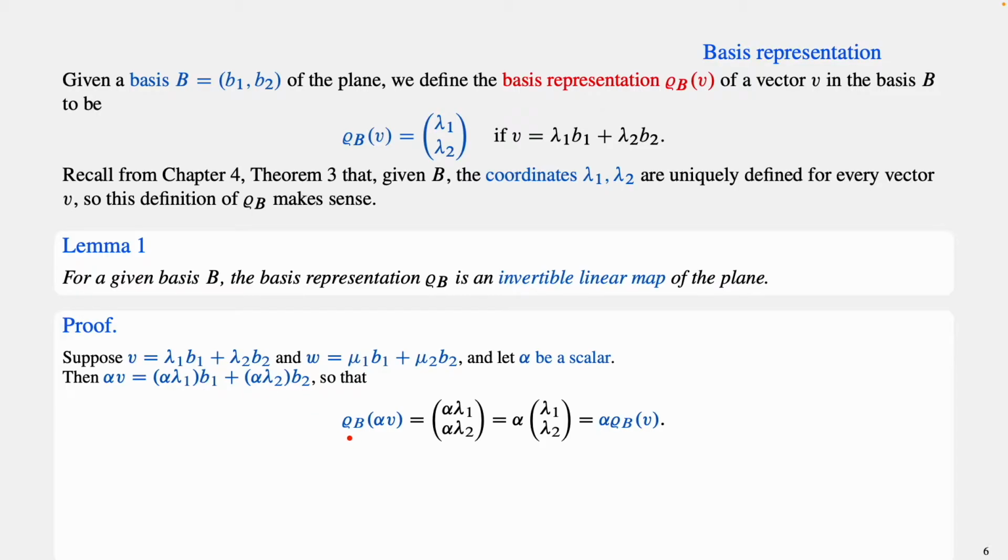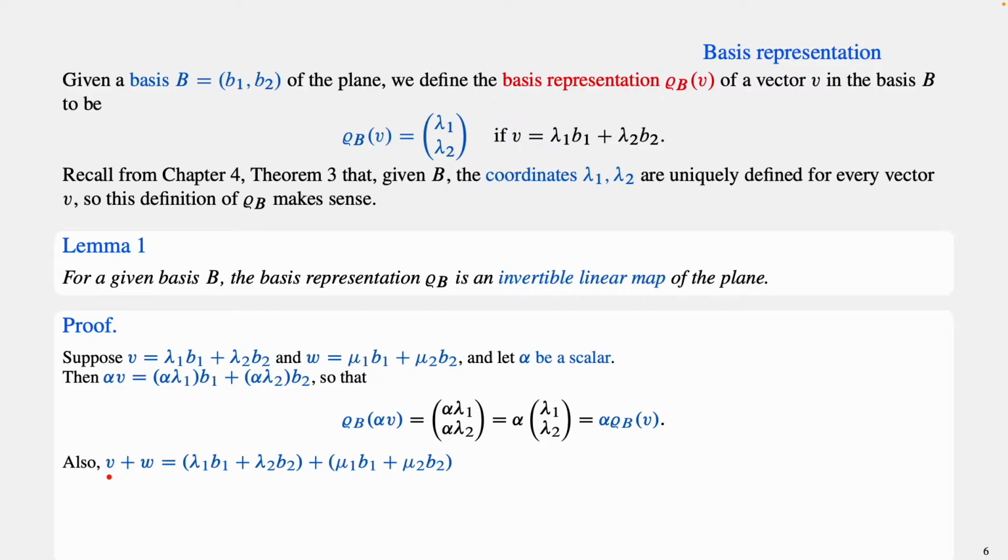So rho b of alpha v is by definition the vector with entries alpha lambda 1, alpha lambda 2, but then we can just take out this factor alpha and we get alpha times the vector lambda 1, lambda 2, and that's the same as alpha times rho b of v. So we can indeed take out the factor alpha from the representation map.